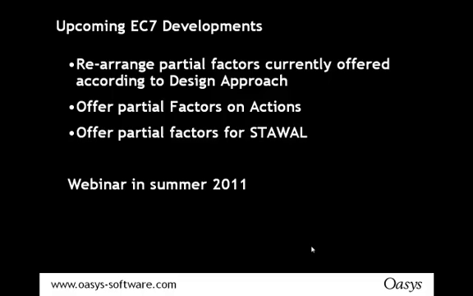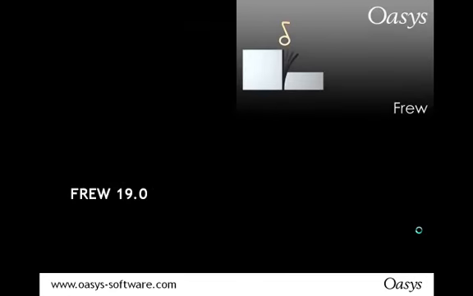We're also offering the partial factors for actions. So, for example, you could either choose A1 as a set of partial factors or A2, and it would apply it appropriately to your actions. And also, currently, the EC7 partial factors don't apply to STAWAL, which is the limit equilibrium analysis within Frew, but we will be changing that with our EC7 update. So that's all coming in the summer, and watch this space for that webinar.